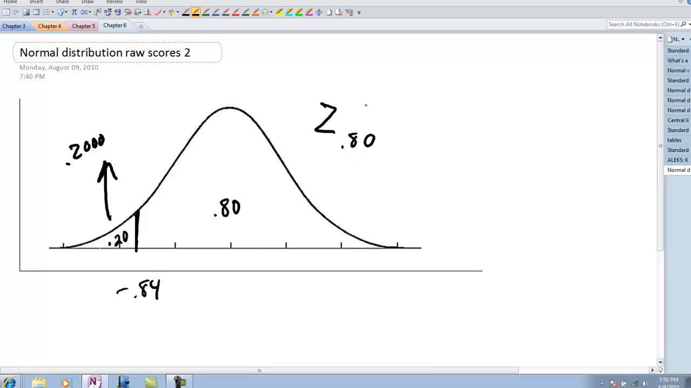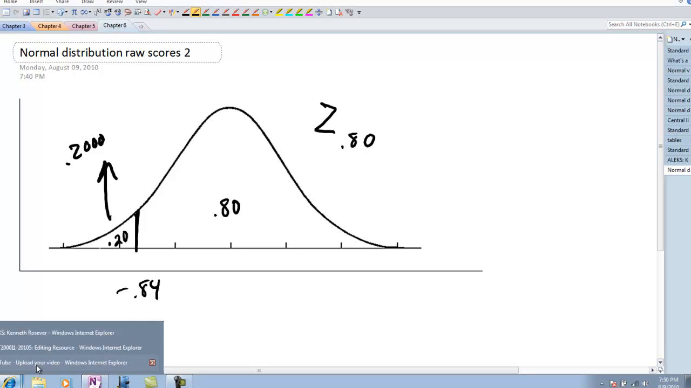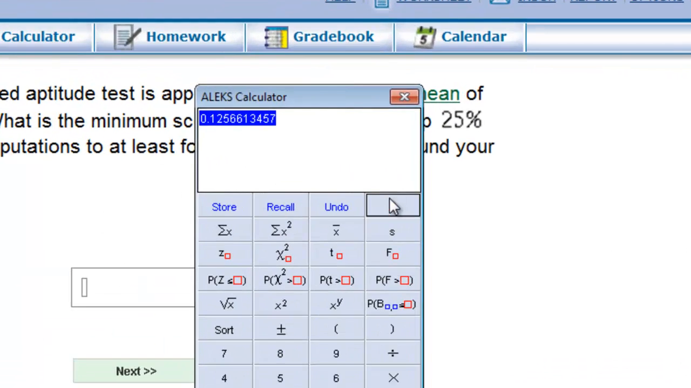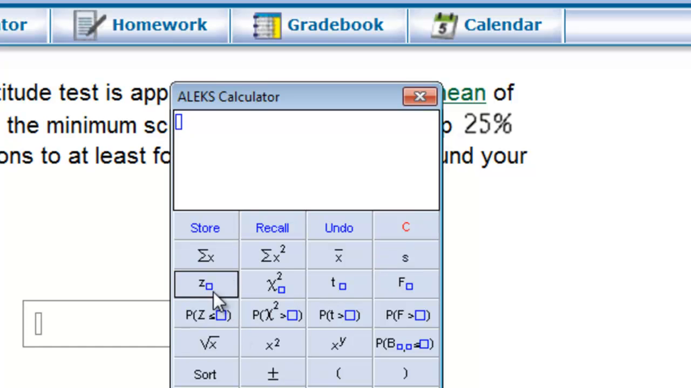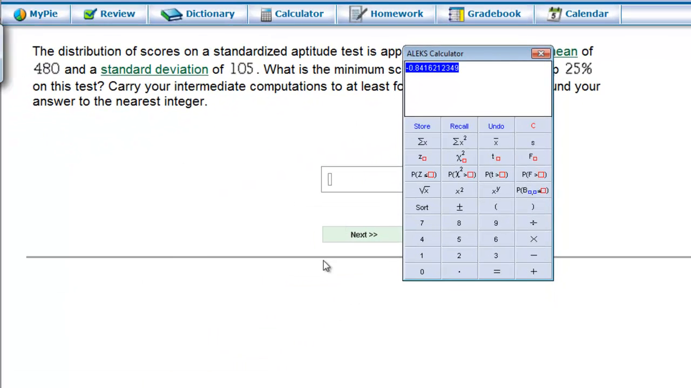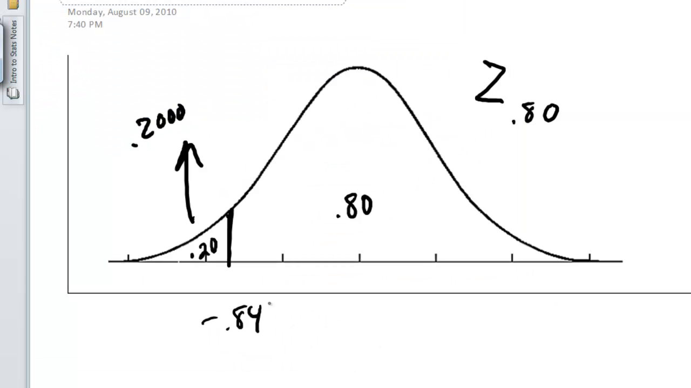And using z of alpha in the ALEKS calculator, we can clear that, and we can just hit that button. And what are we going to put in? If we want the bottom 20%, that's the same as finding the cutoff value for the top 80%. So we always do things in terms of the right hand when we use this. So I put z of 0.80 and I enter, and it's negative 0.8416. Okay, what did I put? Negative 0.84, and that's close enough. So that's how you do it.